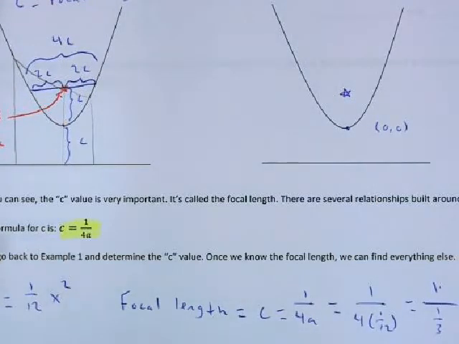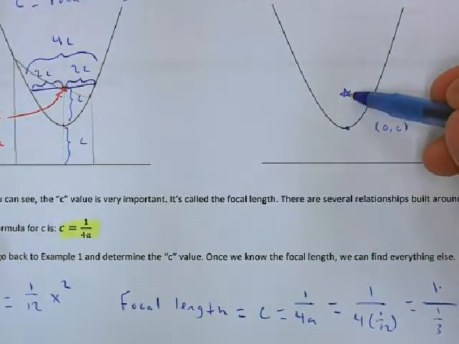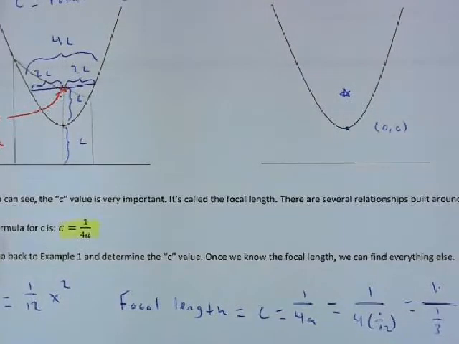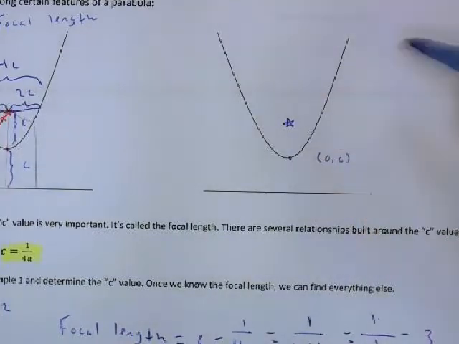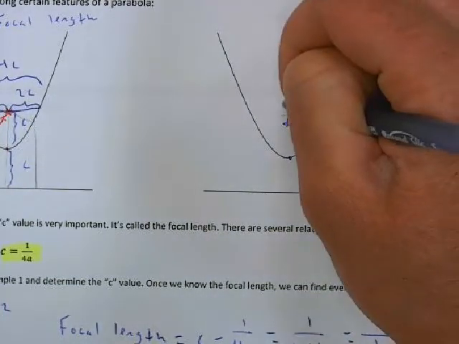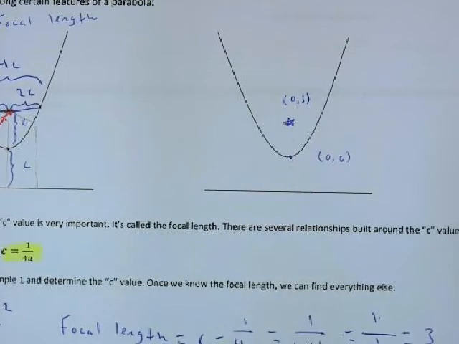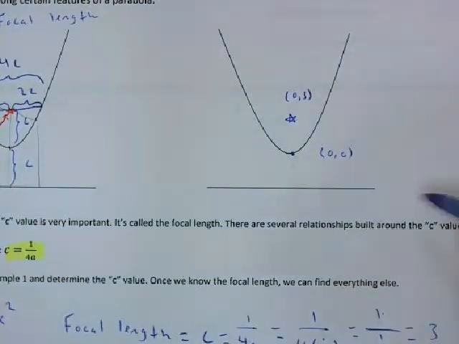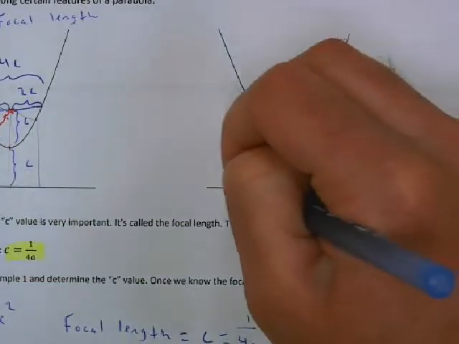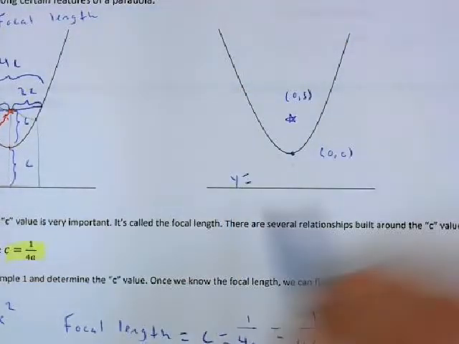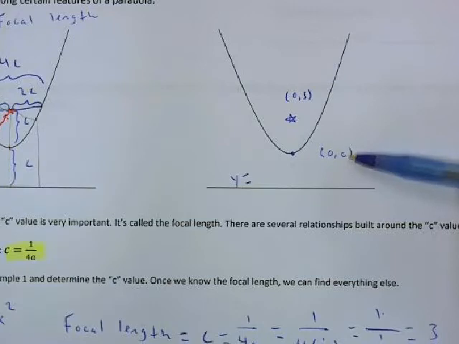And then where is that focus going to be? Well, I went up, so then it's going to change my y value. And we went up how far? Well, our focal length is 3. So if I'm at a y value of 0 and I go up 3, that's going to put me at the point 0, 3. Okay, what about my directrix? Now since the directrix is a horizontal line for an up-down parabola, it's always going to be a line y equals. And then what's the y value of every point on this line? Well, again, we were at a y value of 0, we went down 3, so it's going to be y equals -3.